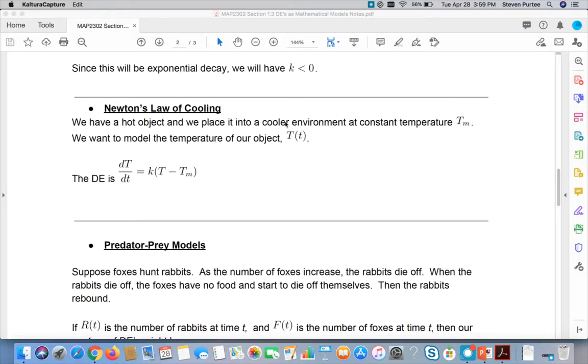We want to model the temperature of our pie. So the DE here would be the rate of change of the temperature of your pie is proportional to the temperature difference between the pie and the environment. Okay, we'll actually solve this DE later.